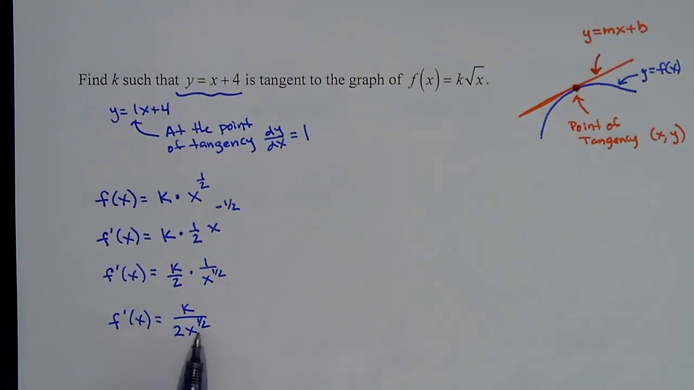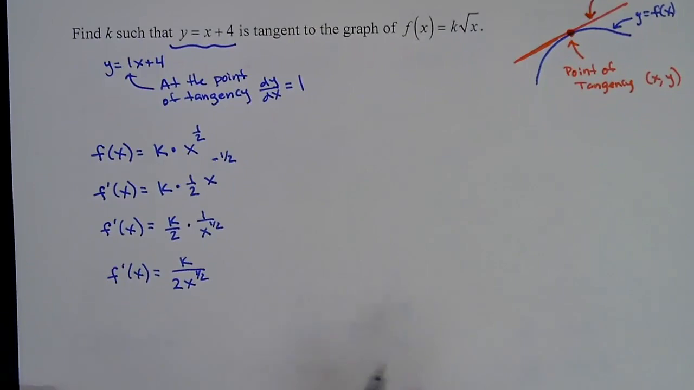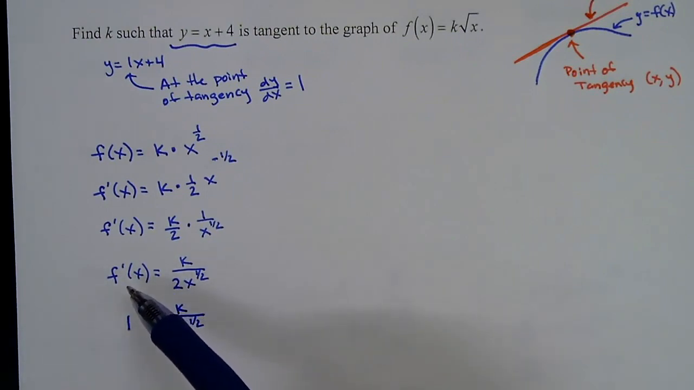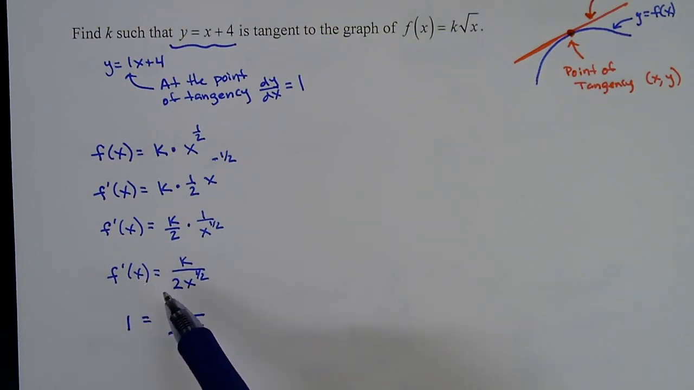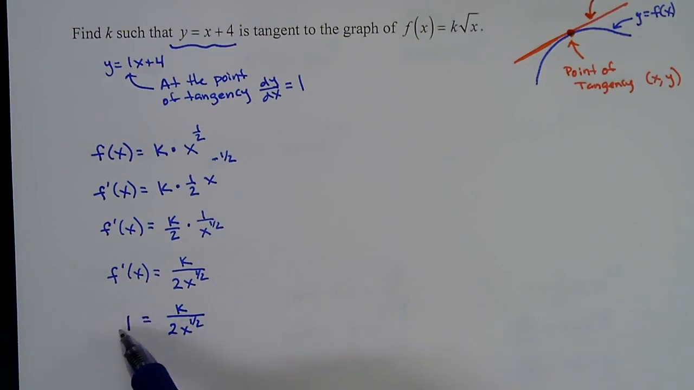Now, I don't know the x value where the point of tangency happens, and I know the slope here is going to be 1. So f prime of some x value, which we haven't found yet, is going to have to be 1. So I'm going to set this equal to 1, which is equal to k over 2x to the 1/2. So let me explain this again. Okay, so I have the derivative. I know there's some x that I could put in here that the slope has to come out to be 1. That's why I put this 1 right here.